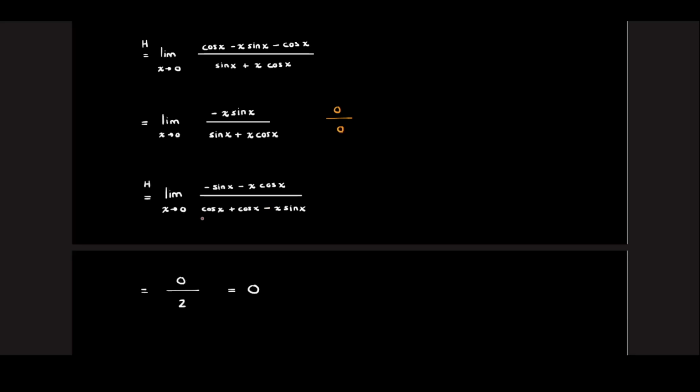Now let's try to evaluate the limit once again. If you plug in 0, you can see the top is just going to be 0 minus 0. And on the bottom, we actually have 0 here. We have 1 and 1. So we have 1 plus 1 on the bottom. That's 2. So it's no longer indeterminate. It's 0 divided by 2. The answer is just 0.